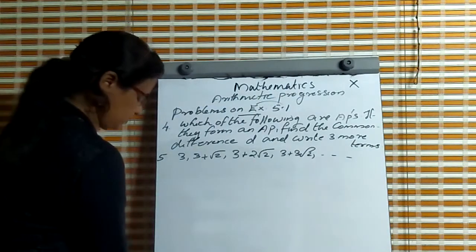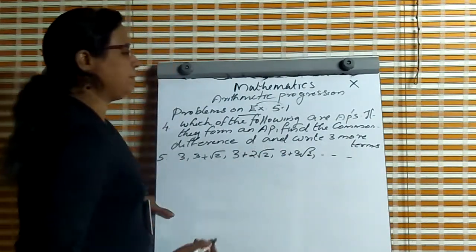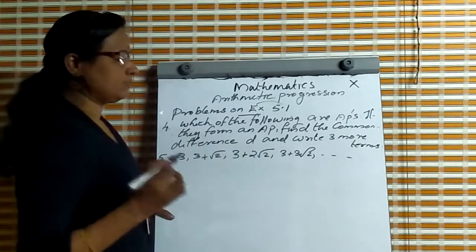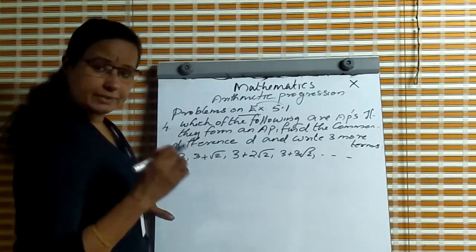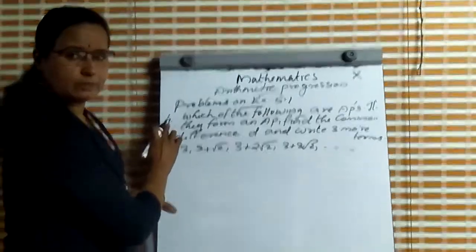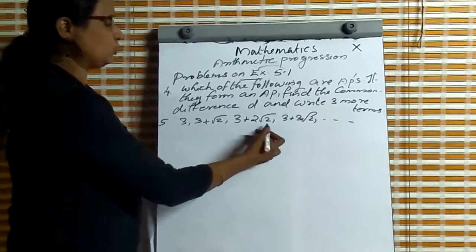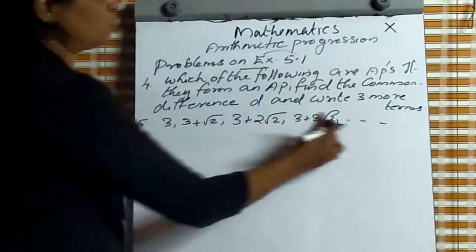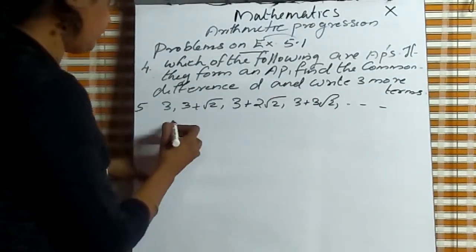5.1, fourth question. Which of the following are APs? If they form an AP, find the common difference D and write three more terms. First we find the common difference. Question number 5 is 3 plus root 2, 3 plus 2 root 2, 3 plus 3 root 2, etc. Our first task is to find the common difference D.